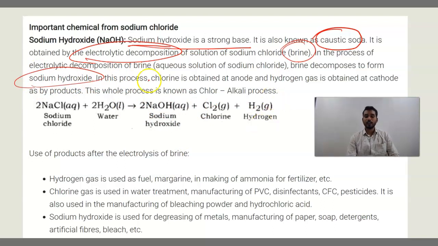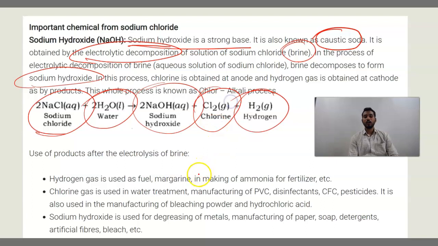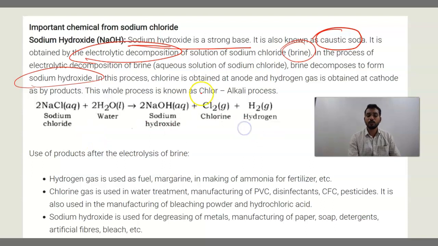For example, sodium chloride plus water, by electrolytic decomposition, gives sodium hydroxide plus chlorine plus hydrogen. This process is known as the chlor-alkali process. Very important, children. They may ask you this question: briefly explain the chlor-alkali process. What is the chlor-alkali process? Or they may ask: how do you obtain sodium hydroxide? Briefly explain.